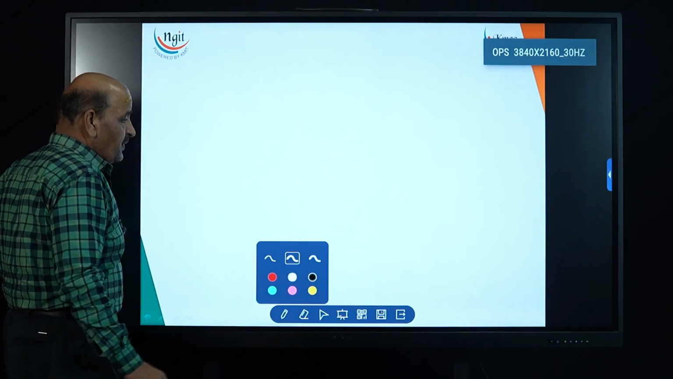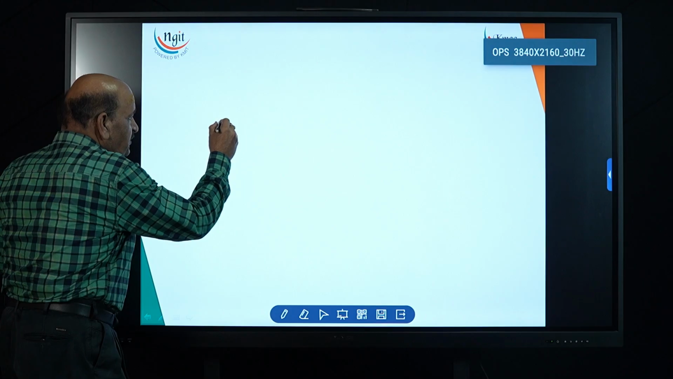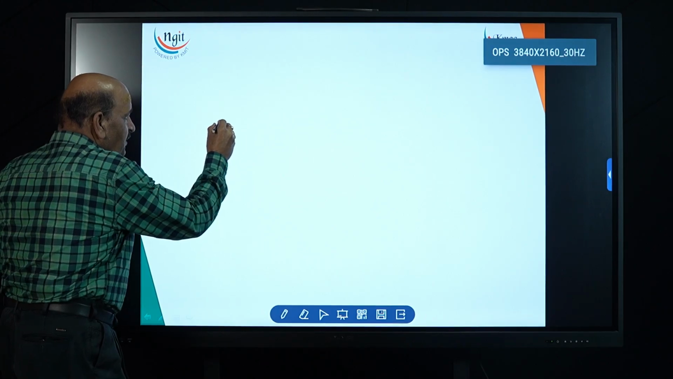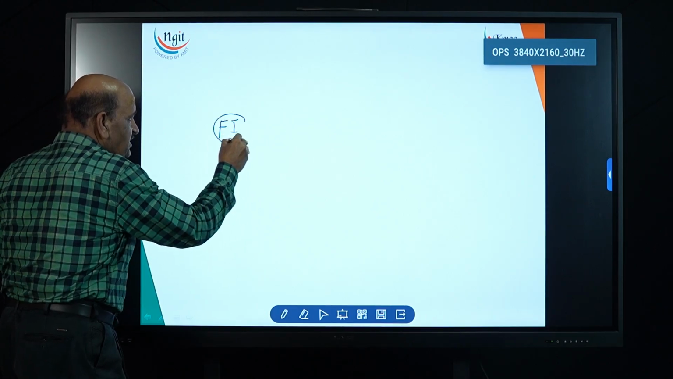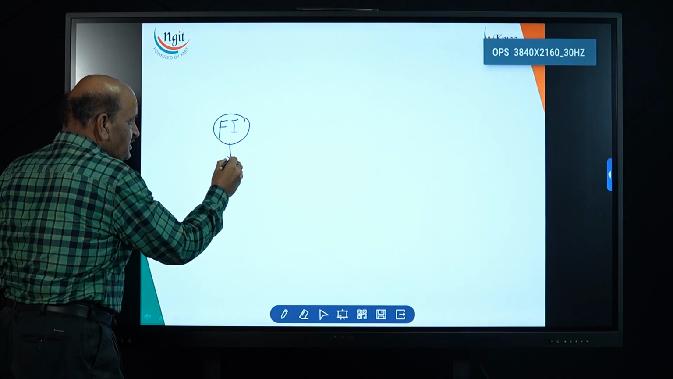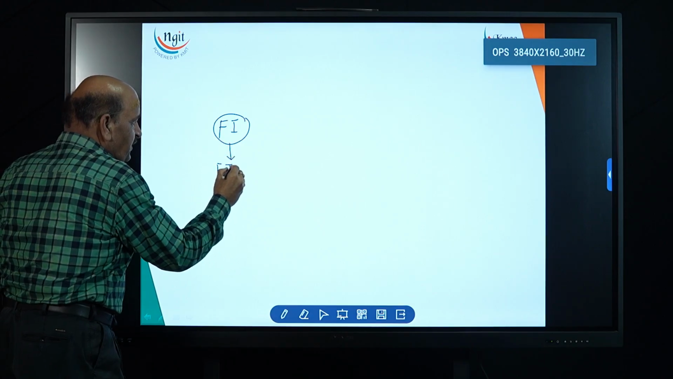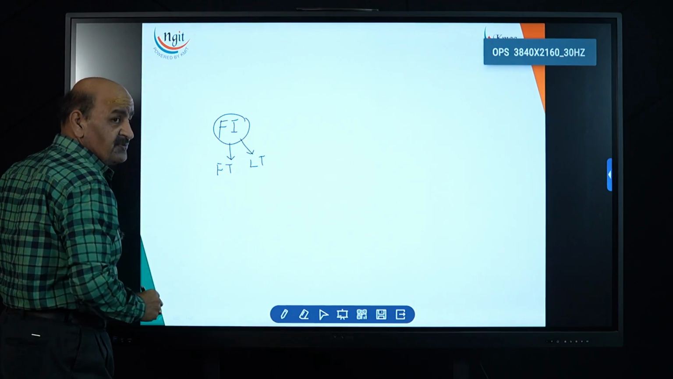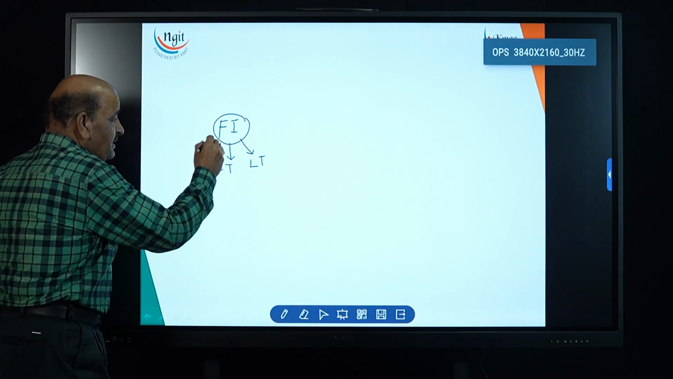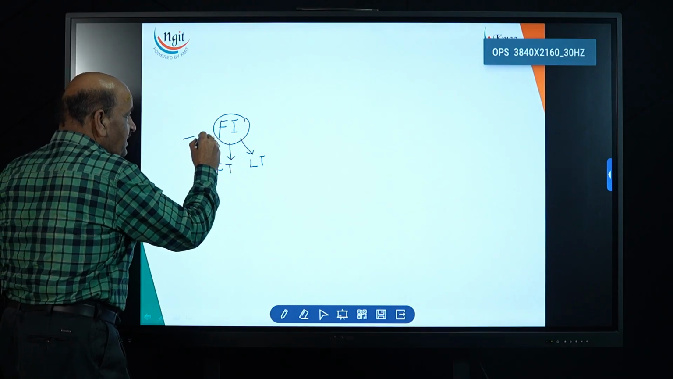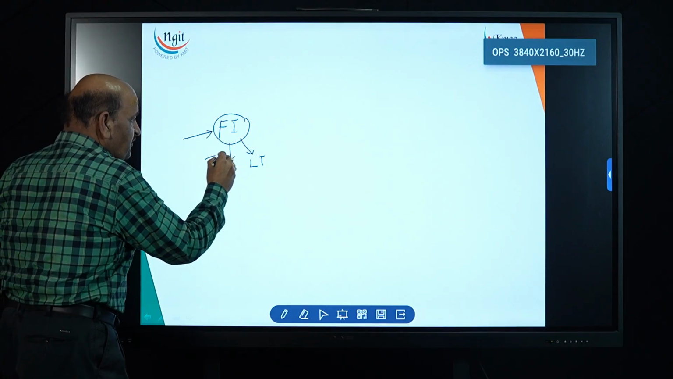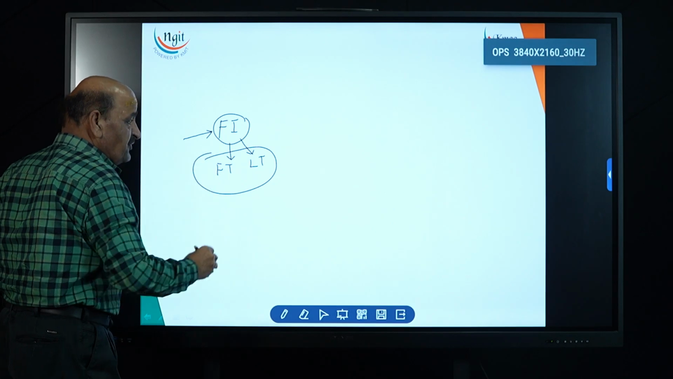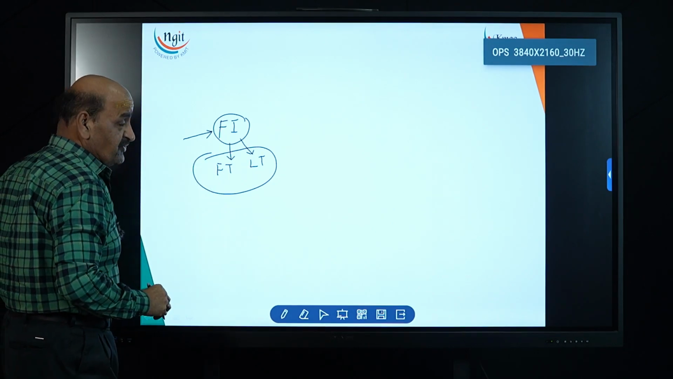Under Unit 3, this Unit 3 starts with Fourier integral. From Fourier integral, we discuss Fourier transforms as well as Laplace transforms. In the previous class, we discussed Fourier integral. Now, we are discussing Fourier transforms and Laplace transforms.